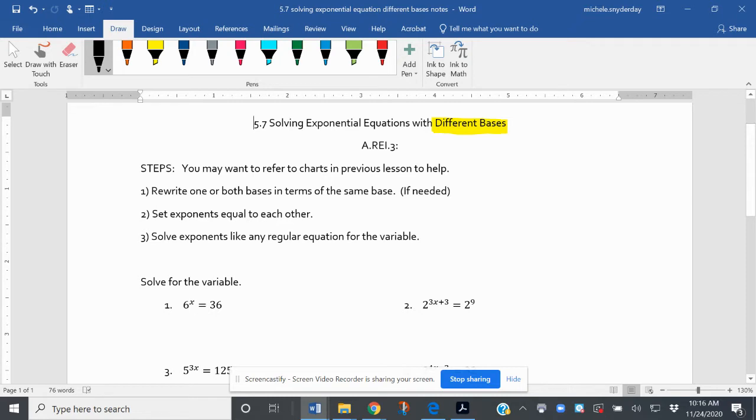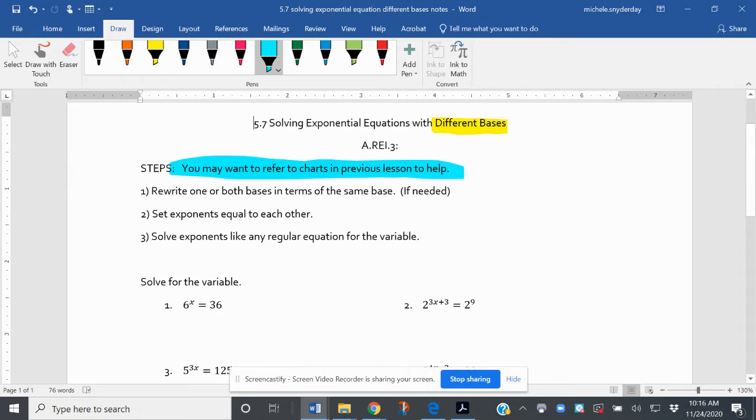So, very, very important. You want to refer to your charts from yesterday. So if you can pull up those notes or get them back out, it's going to be so monumentally helpful. First step is rewrite one or both bases in terms of the same base. And most often it's needed, but I did add if needed.